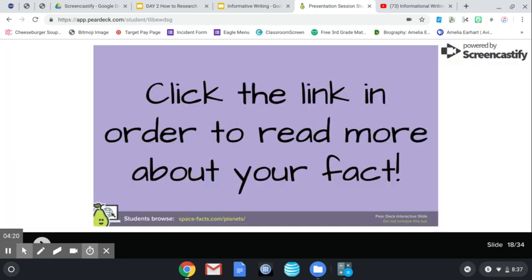What does it say to do? Click the link in order to read more about your fact. Now, I don't need to do this because I already know enough about my fact, but if you don't really understand much about your fact, you can use this link in order to find more information, or you can try to come up with a fact of your own.